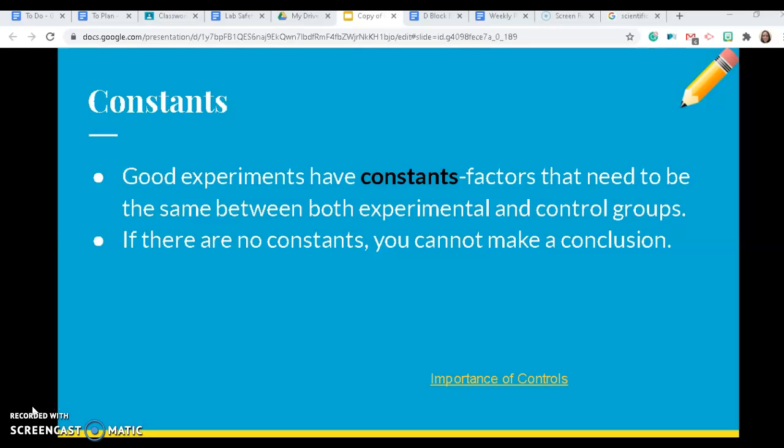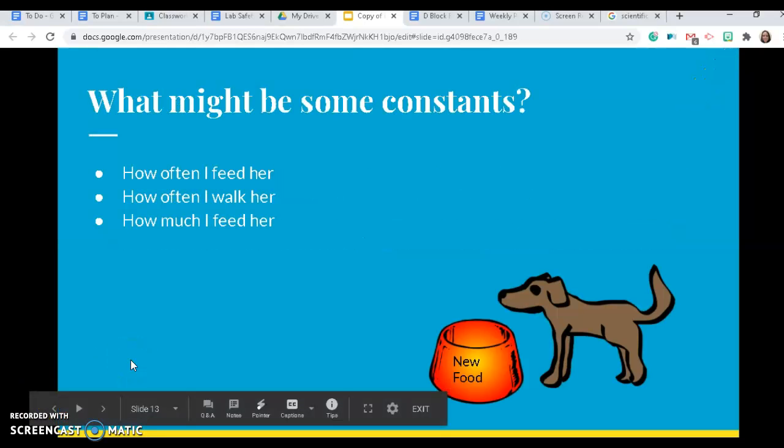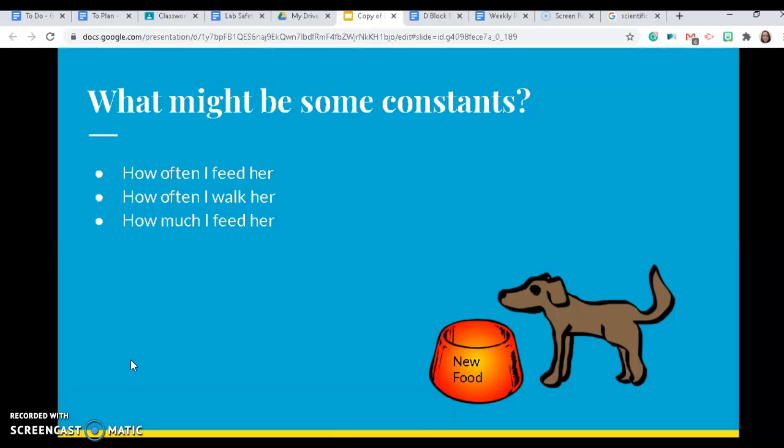Good experiments also have constants. These are factors that are kept the same between both experimental and control groups. If you don't keep any constants, you cannot make a conclusion. So if we were to look at the dog example again, I would have to keep constant how often I feed her, how often I walk her, and how much food I feed her when I give her the new food. I'd have to keep it the same as I was giving her the old food.